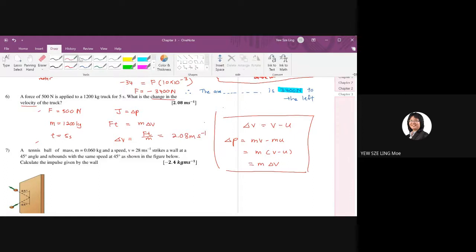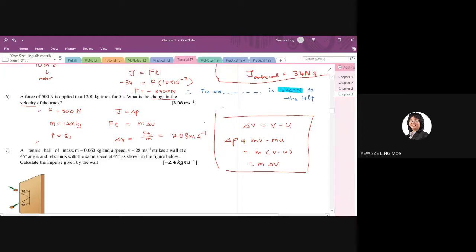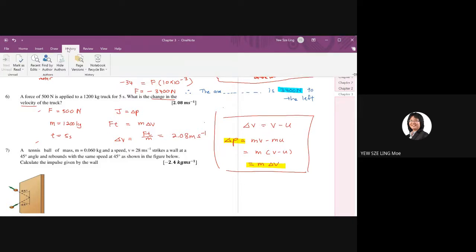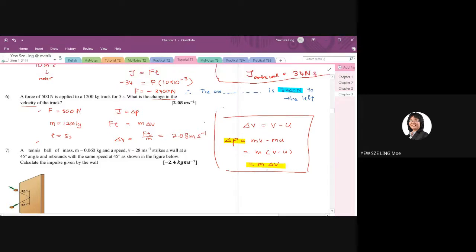So the key point is whether you know delta P equals m delta v. You have a change in velocity, therefore you need final minus initial. So where can you find the final minus initial? It can be found in the change in momentum.